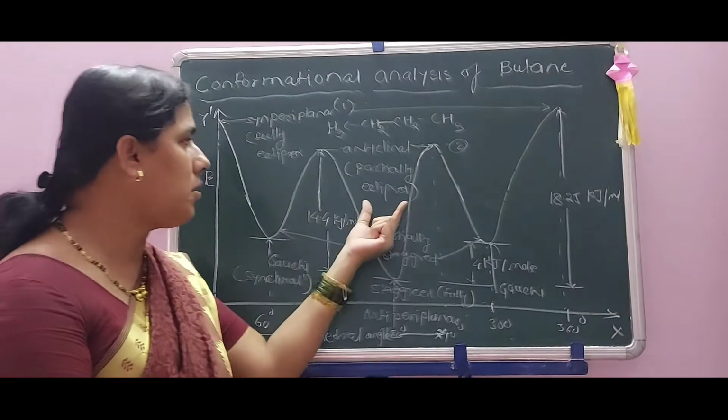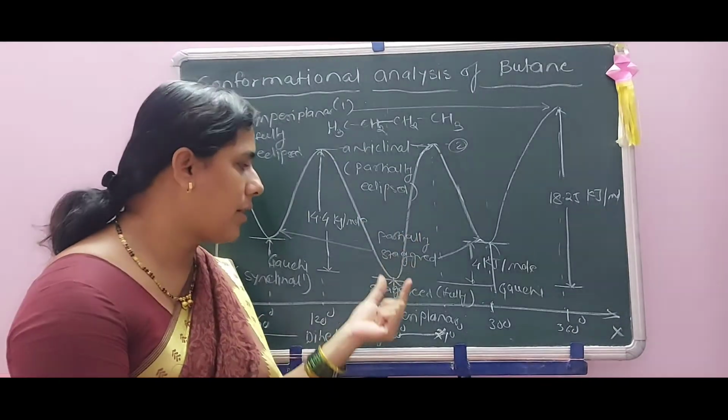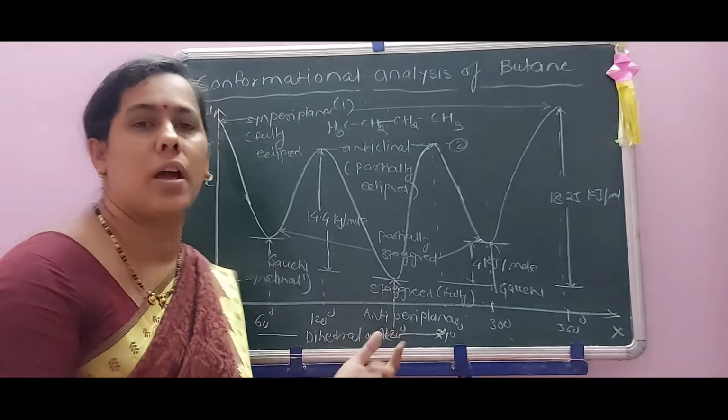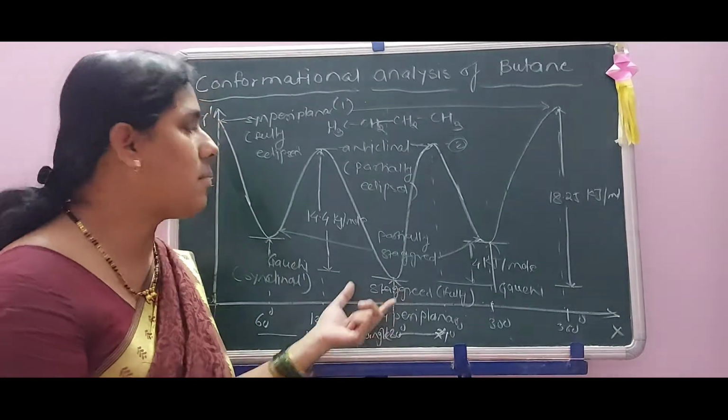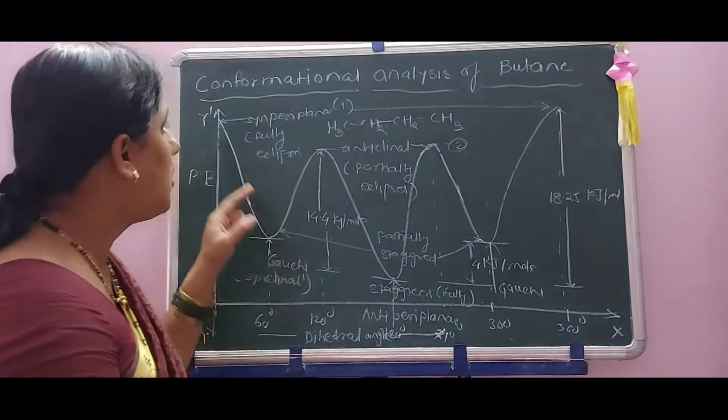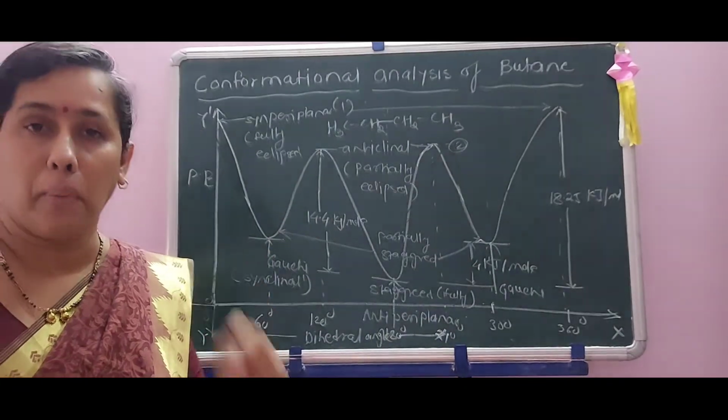Now we are going to explain which configuration has the greater energy and which has the lesser energy, and thereby the high stability and low stability, due to the presence of a bulky group.